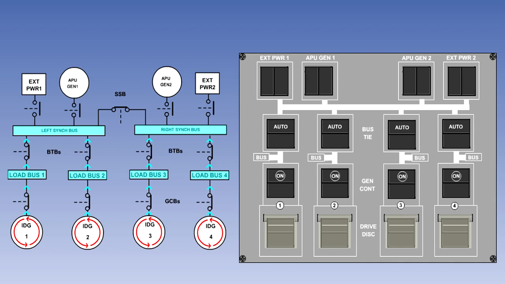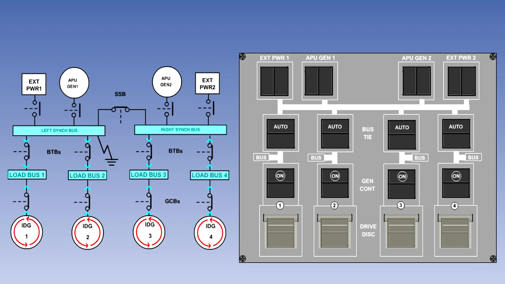So with all generators operating normally, the control panel will look like this. In the event of a fault on an individual generator or an engine failure, the associated GCB will automatically open and the other in-parallel generators will carry the load with no loss of supply.